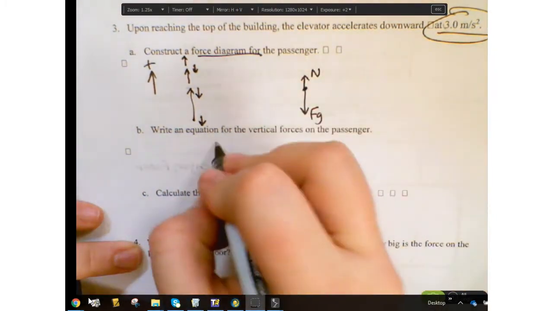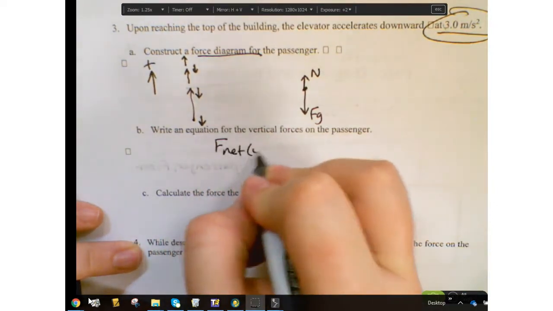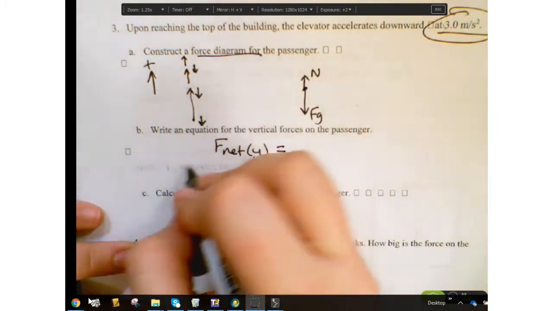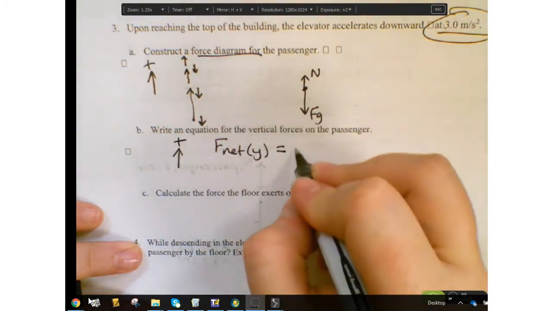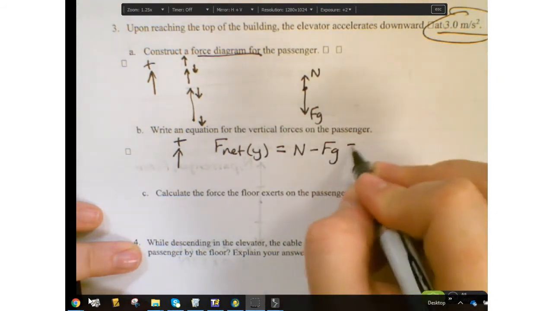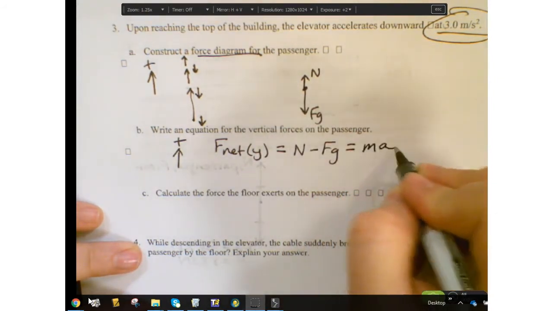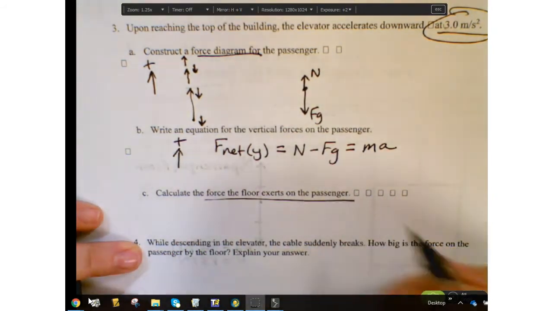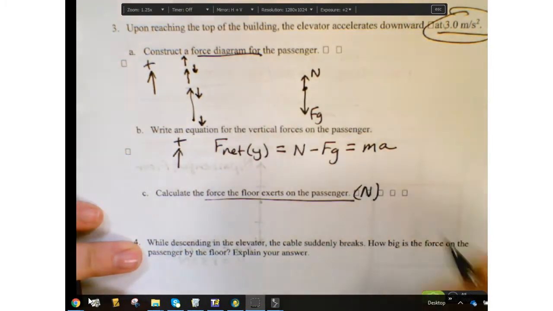Write an equation for the vertical forces. Again, since these are not balanced, we're looking for the net force in the y direction. I'm going to keep the same sign convention that up is positive, and I'm going to say N plus a negative Fg, or N minus Fg, equals mass times acceleration. Part C, calculate the force the floor exerts on the passenger. Again, that is asking for the normal force.